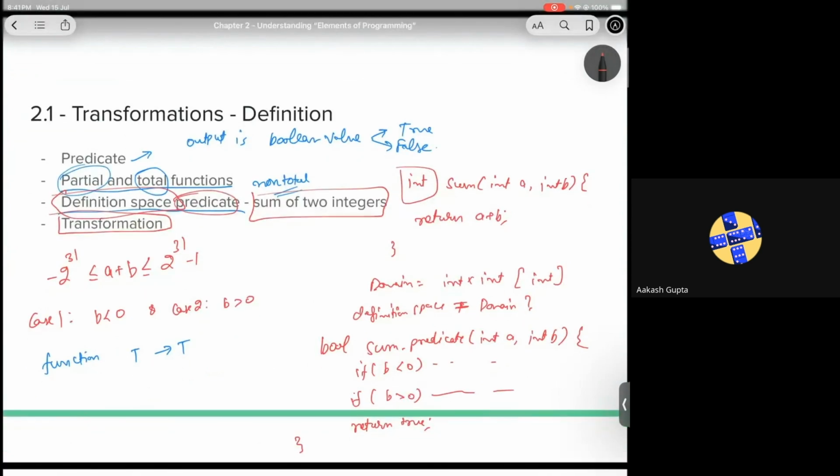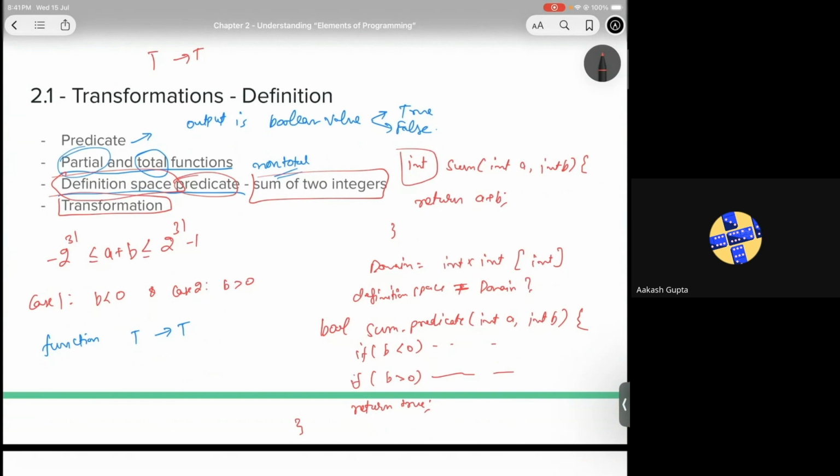So yesterday we covered the concept of transformation, where transformation is nothing but a mapping from type T to T, and it is a regular function as per our earlier commitment that in the entirety of the book we will only focus on regular functions. And we saw the definition of predicate. Predicate is nothing but a regular function whose output type is either true or false.